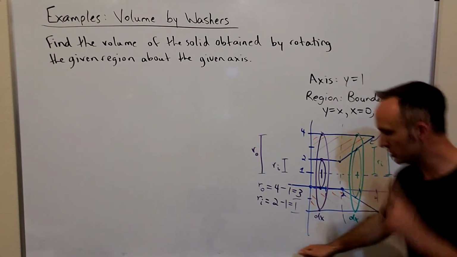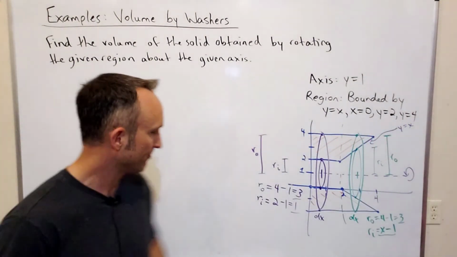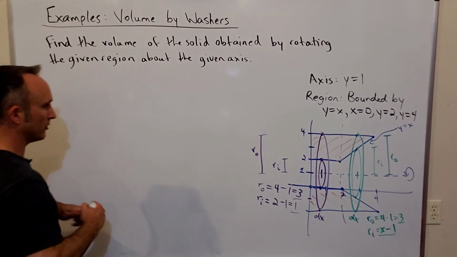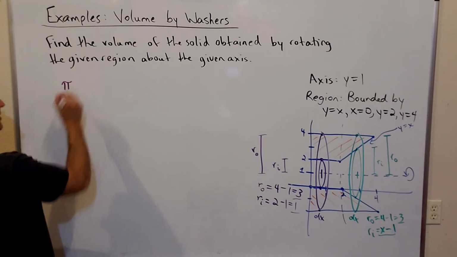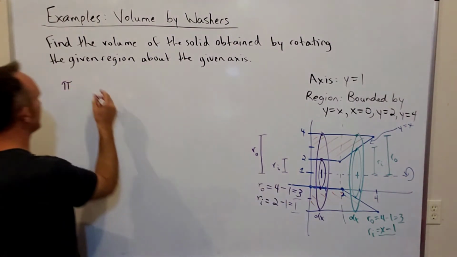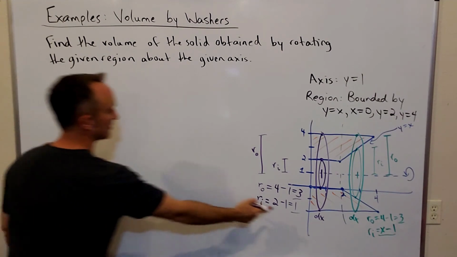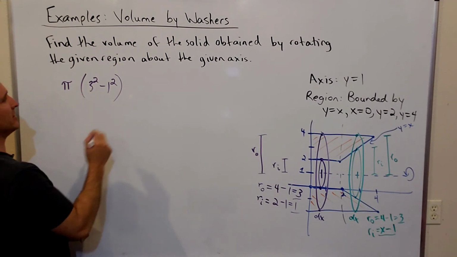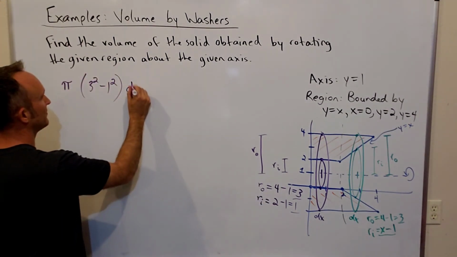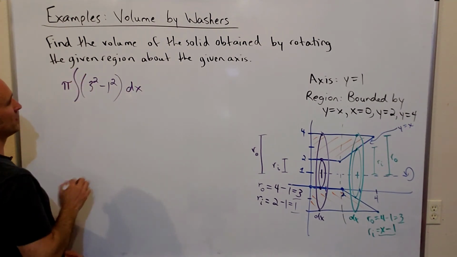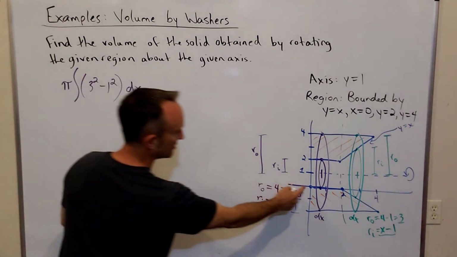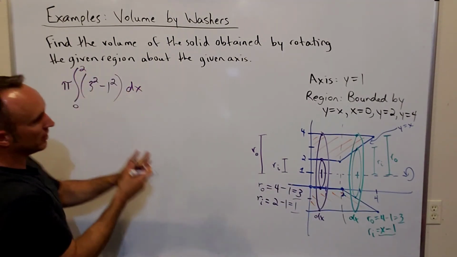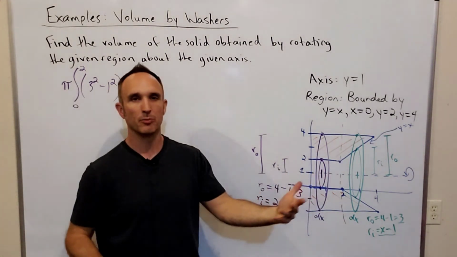So now we have to construct two integrals for two volumes and add those together. So what we get for the purple, let's do the purple washers first. For the purple washers, we have pi times the outer radius, 3 squared, minus the inner radius, 1 squared, right? So pi times outer radius squared minus inner radius squared times the thickness, which is dx. And then we add those together from x equals 0 to 2. So that's going to be the volume of the region that we get from the purple washers.